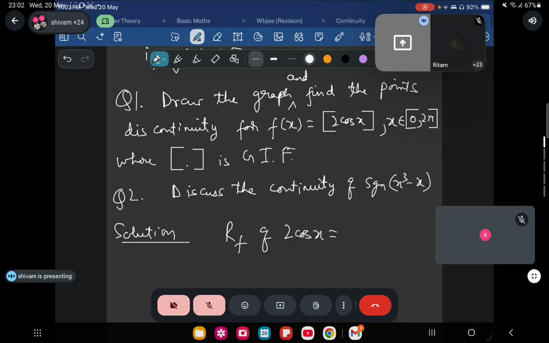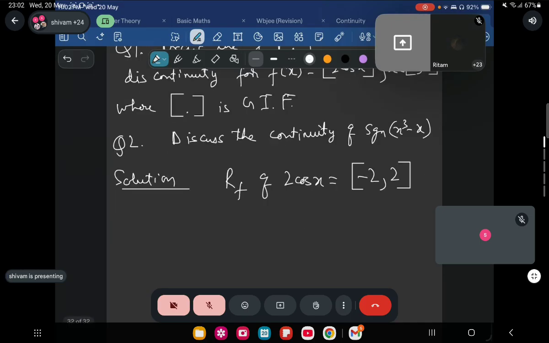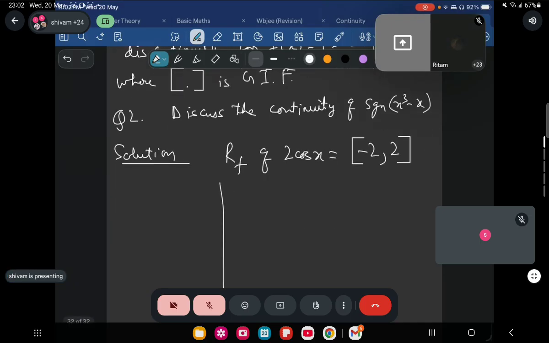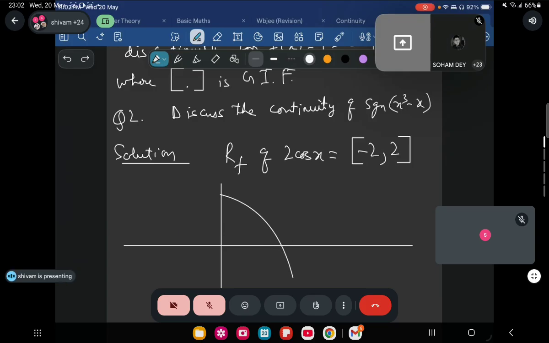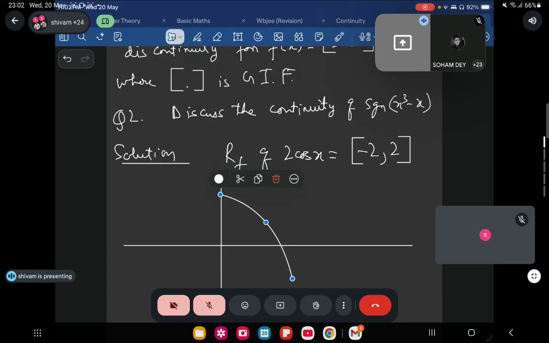See how to draw the graph quickly. What is the range in 0 to 2 pi? Tell me. Minus 2 to 2, right? Tell me, everyone. Between 0 to 2 pi, and how will the graph look like? Draw the graph of 2 cos x quickly. So could you once check? The graph will look somewhat like this. Pay attention. Okay. The graph will look somewhat like this.